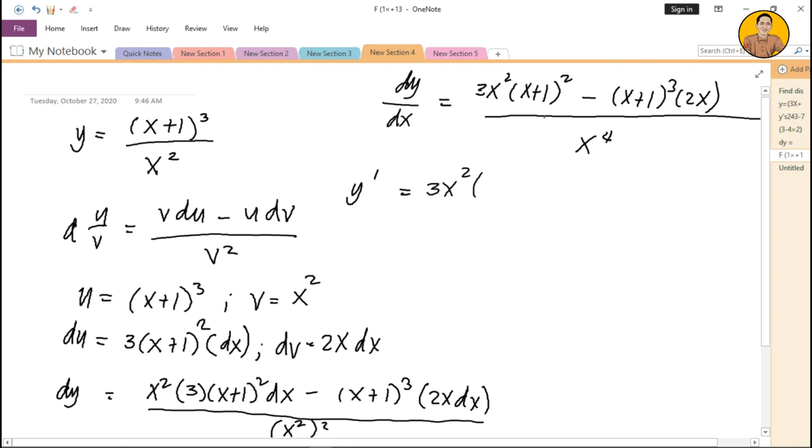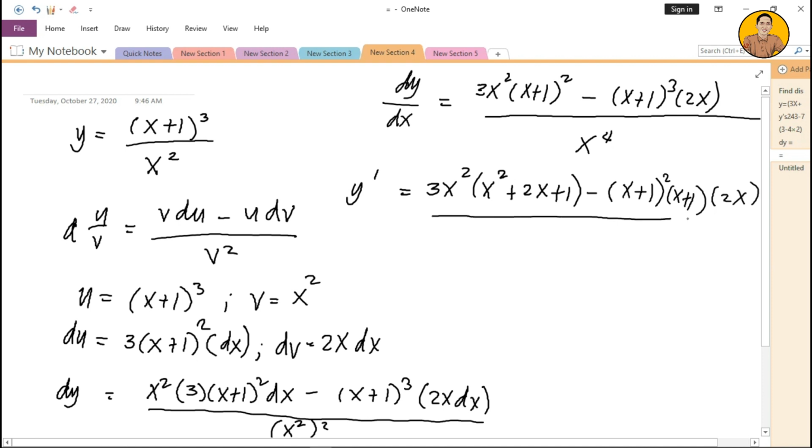So using your FOIL method, this becomes x squared plus 2x plus 1. So minus, itong x cubed, paghiwala na natin siya, this becomes x plus 1 squared times the quantity x plus 1. So this is the same thing as x cubed. So this is times 2x. Okay? So all over, you have here x raised to 4.